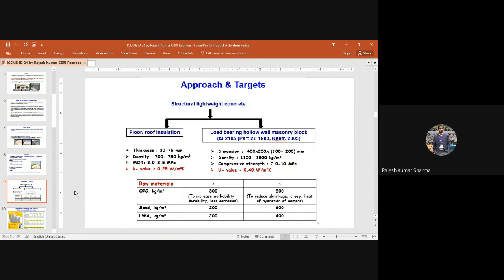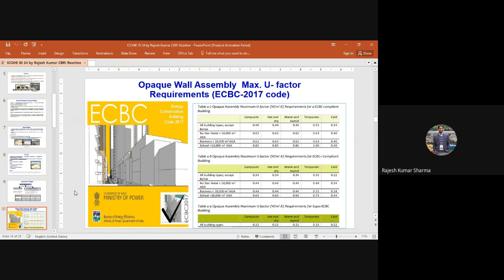So our approach was to develop structural lightweight concrete for floor and roof screeding, along with load-bearing hollow wall masonry block as per IS 2185 Part 2. The specification and our targets are given in this slide. The target for raw material, that is the minimum and maximum amount of raw materials like OPC 43 grade, sand and lightweight aggregate, are given in this slide. As per table 4.7, the U factor requirement as per ECBC guideline was 0.40 for wall, and we have followed that. Accordingly, we have designed the mixes to develop structural lightweight concrete.